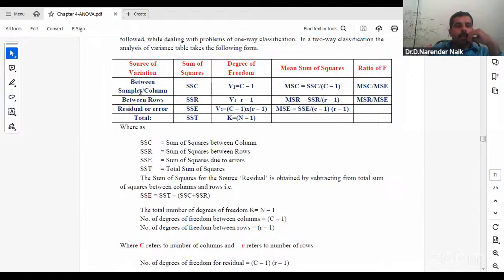So you observe carefully. Between samples, that is columns, between rows, residual or error. First one is SSC, sum of squares SSC, V1 is equal to C minus 1. So MSC is equal to SSC divided by C minus 1. This value divided by this value, then you will get the MSC value. The next one, SSR, V1 is equal to R minus 1. MSR is equal to SSR divided by R minus 1. Then SSE, V2 is equal to C minus 1 into R minus 1. This is V2. Then MSE is equal to SSE divided by C minus 1 into R minus 1. Then SST, K is equal to N minus 1.